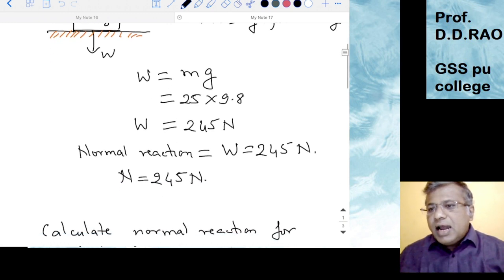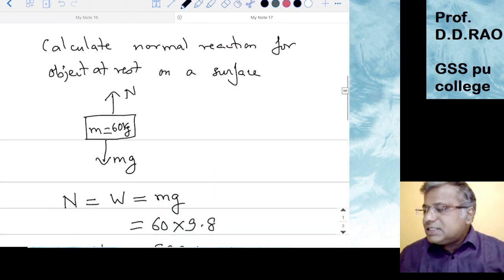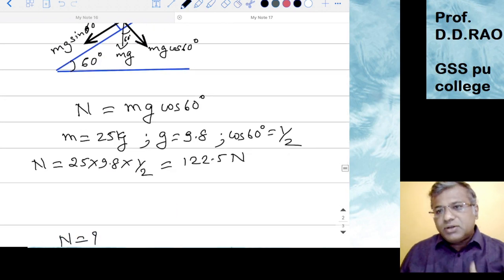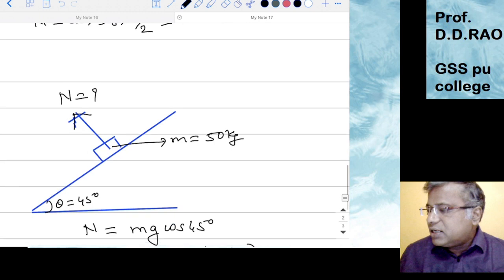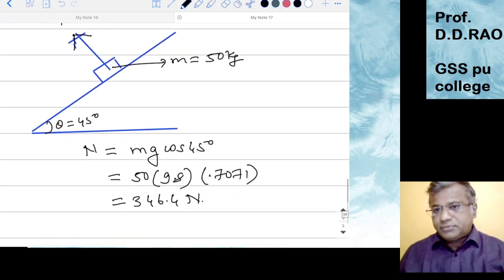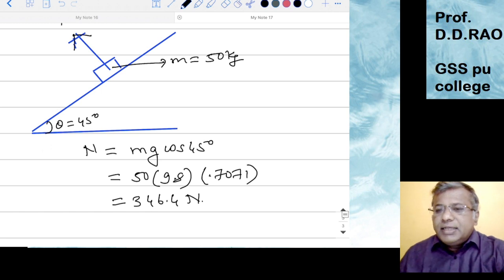Okay, and when the surface is at an angle theta, you can see the normal reaction is mg cos theta. N equals mg cos theta, and you'll get this particular surface. Okay, 346. Now, the next important thing is, why is this normal reaction so important for the discussion?